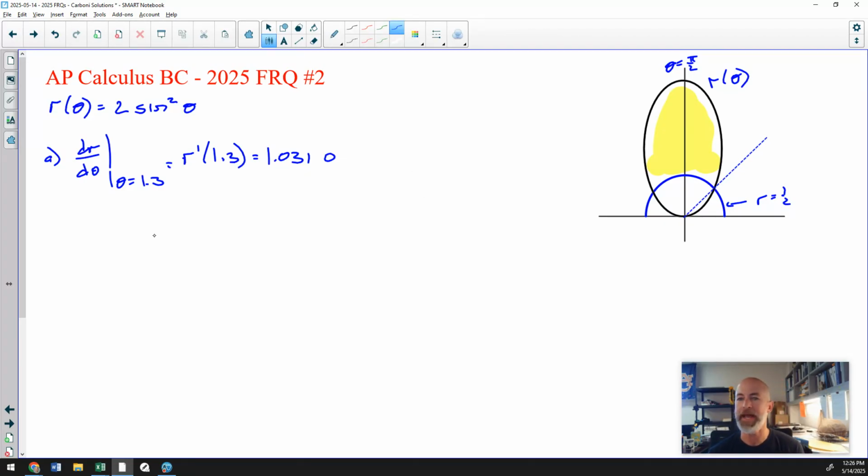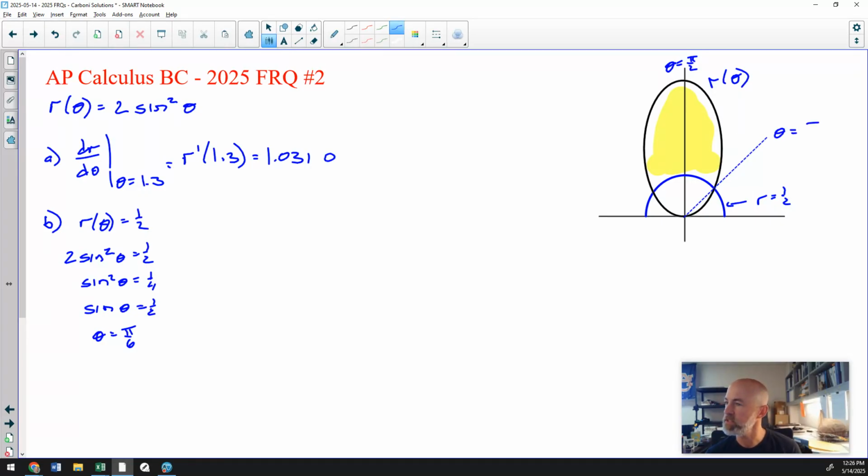And so this angle is going to happen when r of theta is equal to 1/2. I'm going to go into the calculator and solve that. Do I need to do a calculator? So that's going to be sine squared theta is, no, this isn't going to be too bad. So that's 2 sine squared theta equals 1/2. That's when sine squared is equal to 1/4. The square root of 1/4 is 1/2. And sine is equal to 1/2 at pi over 6. So this happens at theta equals pi over 6.